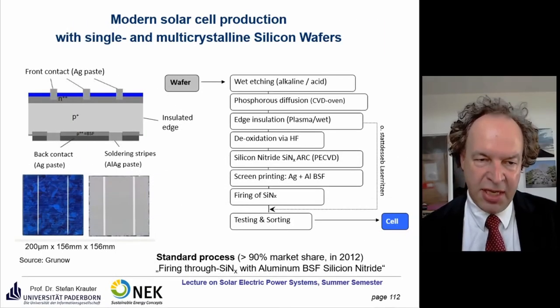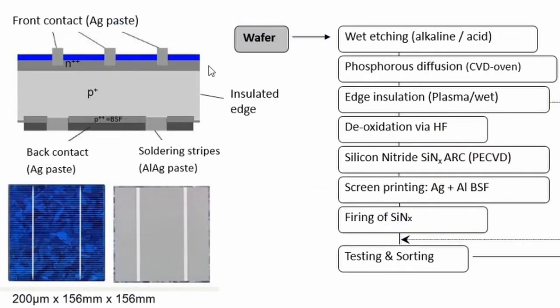Here you see the crosscut of a solar cell. Here you see the insulated edge, the P-doped part, usually by boron. And here you have the N-doped part by phosphorus diffusion, as you saw in the picture before. Sometimes you have an aluminum backside, which creates a back surface field. This acts as a booster. You have an additional P++ doped part here, and it increases the conversion efficiency.